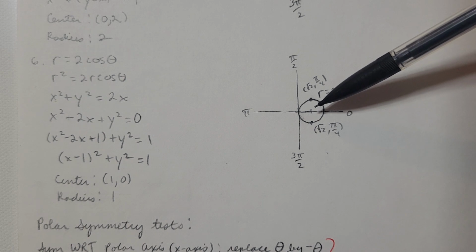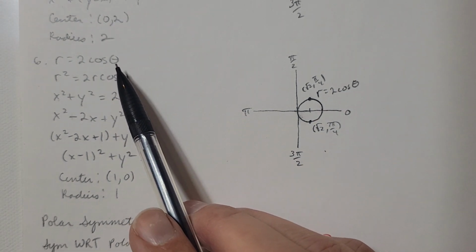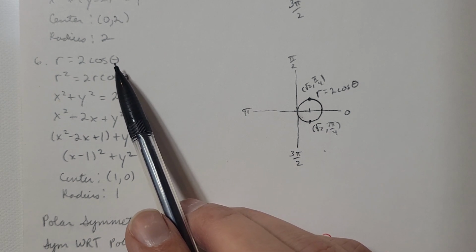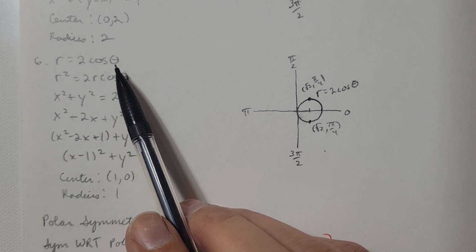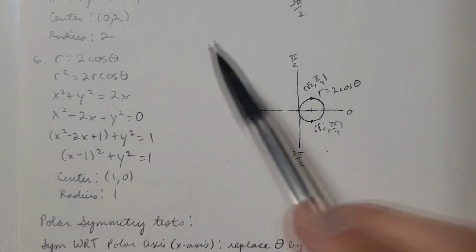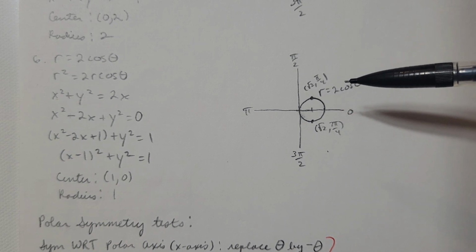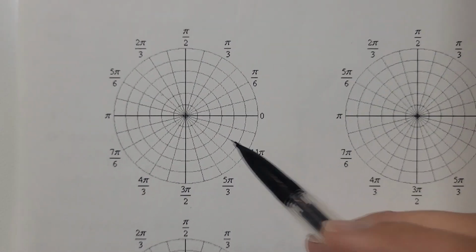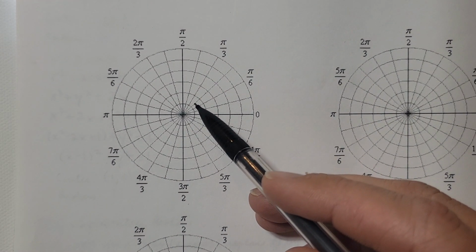So if theta is pi over 4, cosine pi over 4 is 1 over root 2. If I rationalize the denominator, multiplying the top and bottom by root 2, I get 2 root 2 divided by 2, that's root 2. Root 2 is about 1.4. So on the radial line pi over 4, I need to go about 1.4 units. That'll put me right there, and I plot a point.